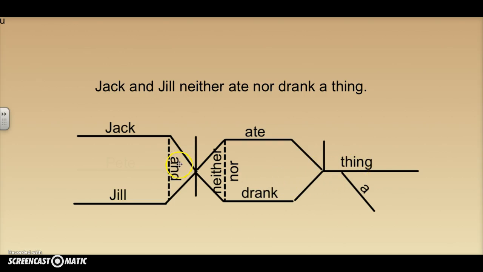Now to point out, the and in this case goes inside the vertical dotted line. The reason being, you can have more than two things linked together by a conjunction. So if I were to say Jack, Peter, and Pete and Jill neither ate nor drank a thing, you'd have to put that there. Obviously, the and would be in the way if it was on this side of the line, so I always put it on the inside.